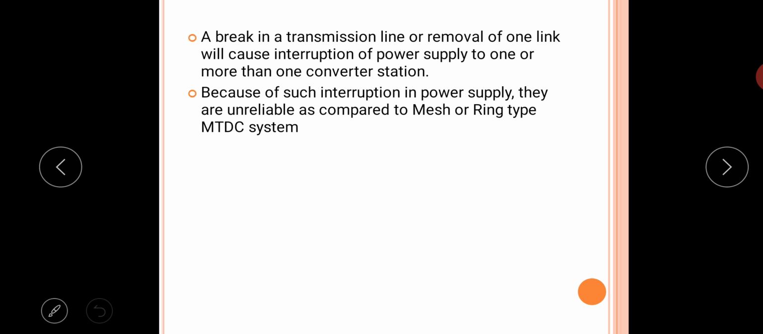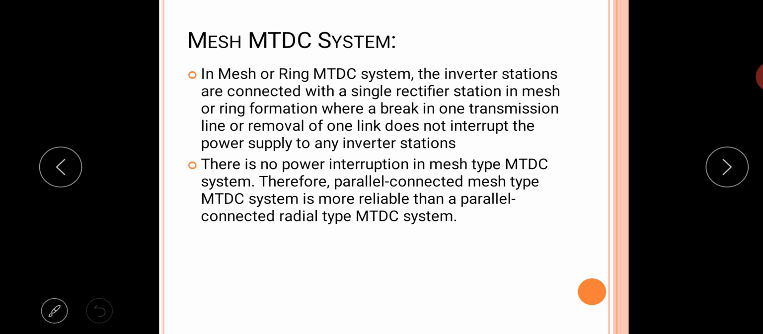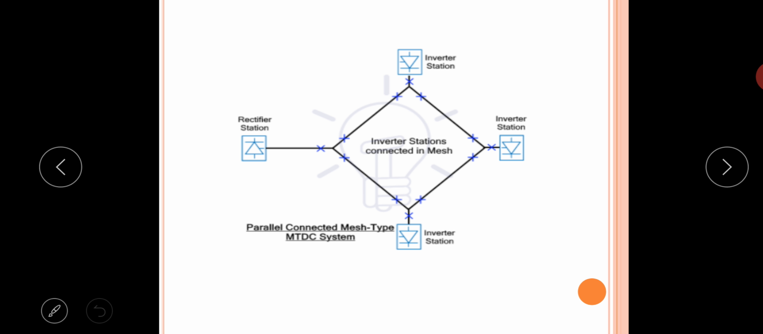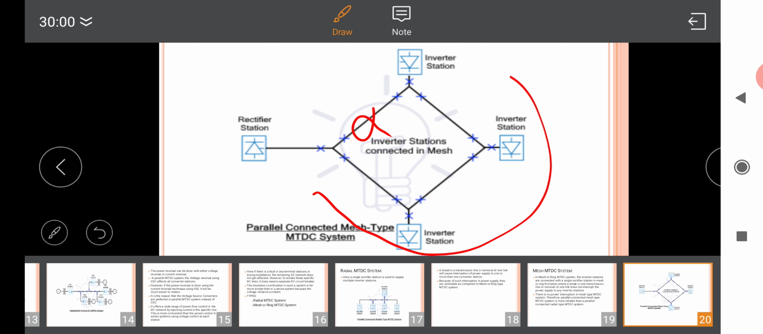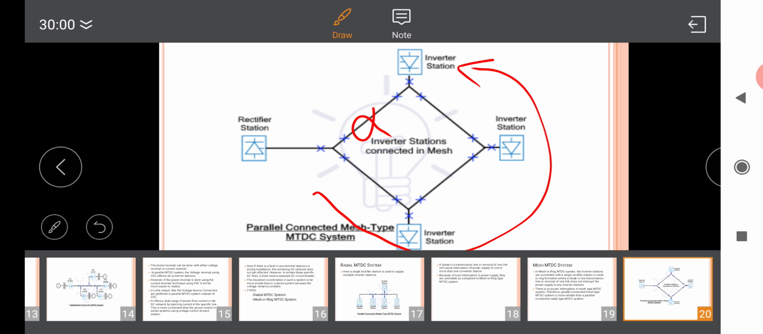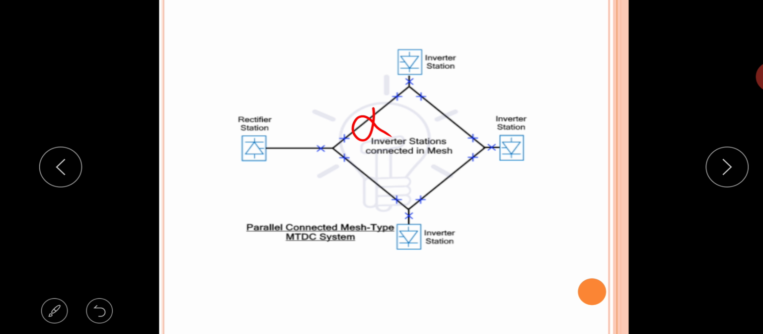It is overcome with the help of a mesh or ring type MTDC. Here we have the single rectifier which supplies the multiple inverters. Here this is connected in such a way that if this line fails, then the supply to the station is just retained by this line. So here a blackout is never a result of failure in this circuit.